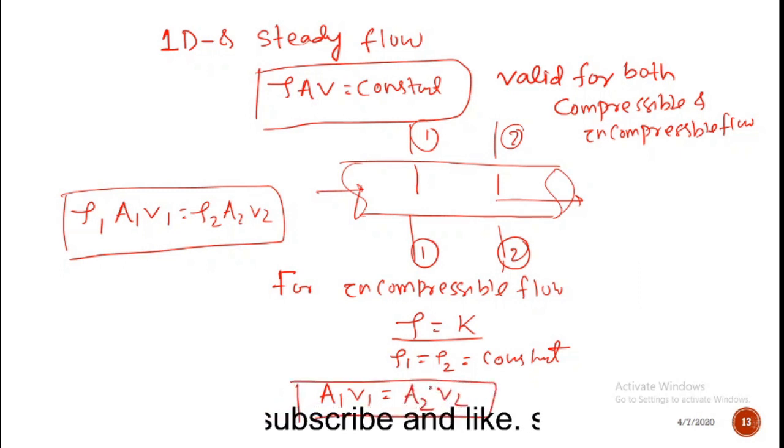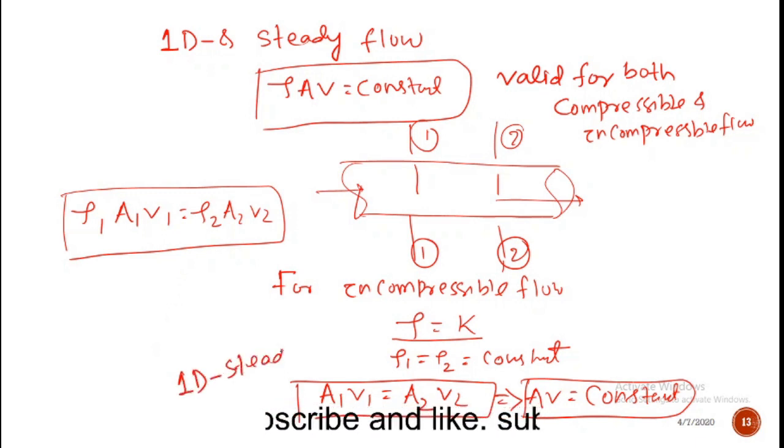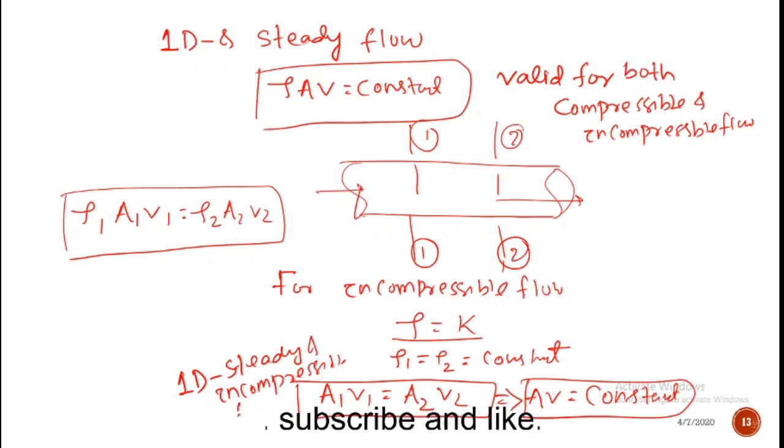This equation, AV equal to constant, is generally used when the flow is one dimensional, steady and incompressible. This is the basic part we should remember for this continuity equation.